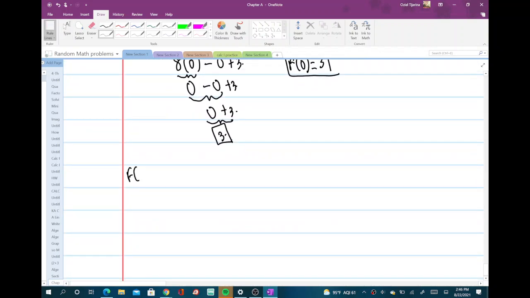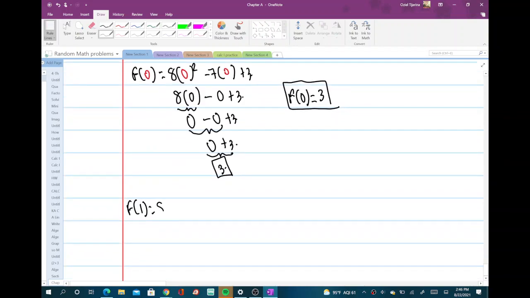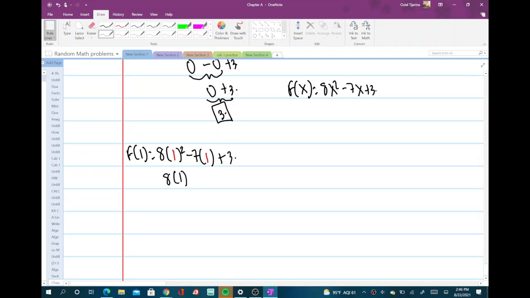And then we're going to do f of 1. So f of 1 is going to be 8 times, so again, if you're wondering what the function is, let me write it again. F of x equals 8x squared minus 7x plus 3, and we're just plugging 1 in for x. So we have 8 times 1 squared minus 7 times 1 plus 3. So then that's going to give me 8 times 1 minus 7 plus 3. So then I have 8, and then minus 7 plus 3. So 8 minus 7 is 1, and then plus 3 is 4. So then I have f of 1 equals 4, right?